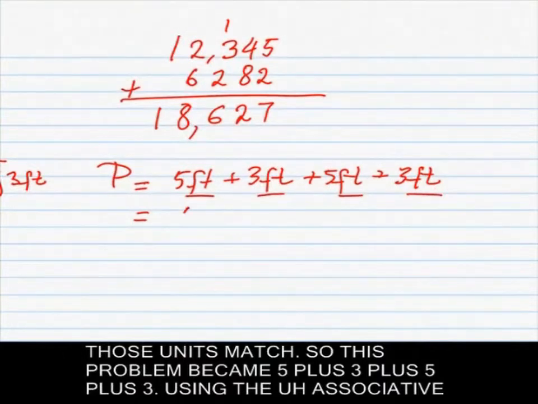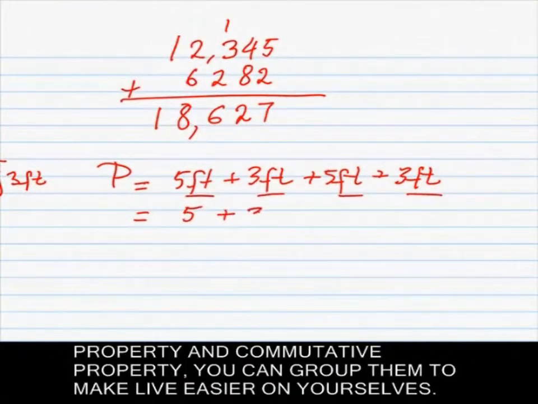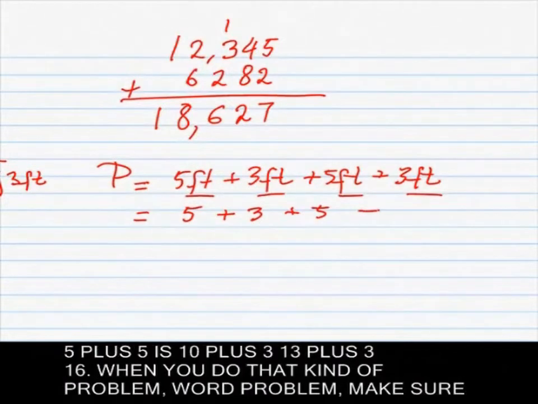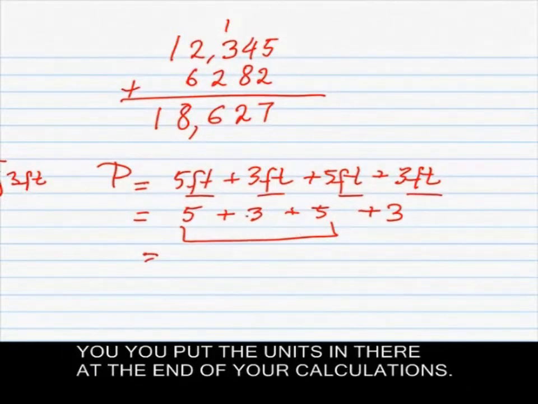Using the associative property and commutative property, you can group them to make life easier on yourself. 5 plus 5 is 10, plus 3, 13, plus 3, 16. When you do that kind of problem, a word problem, make sure you put the units in there at the end of your calculations.